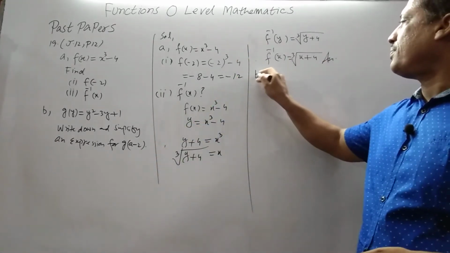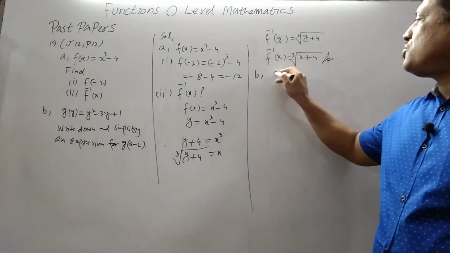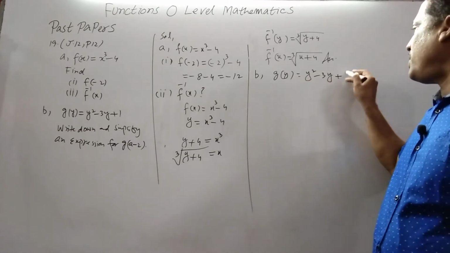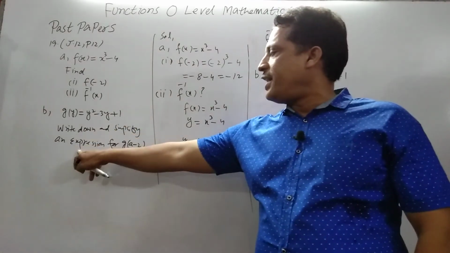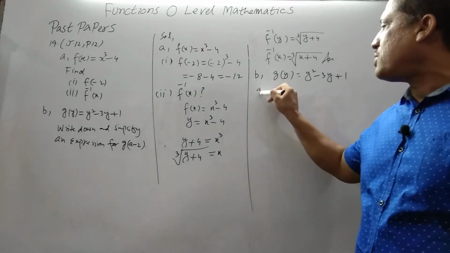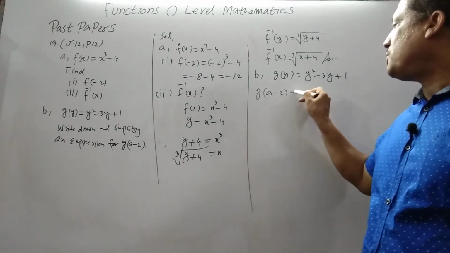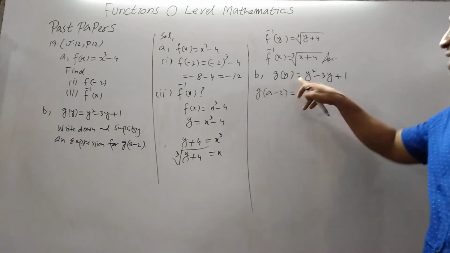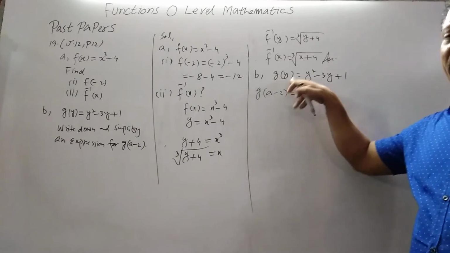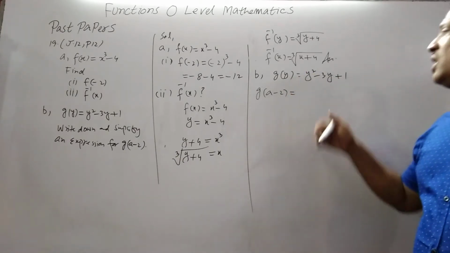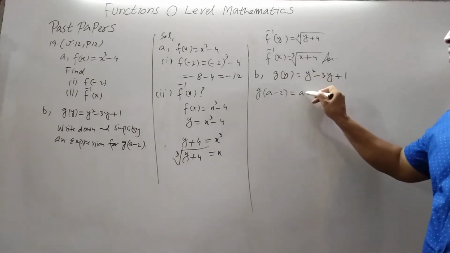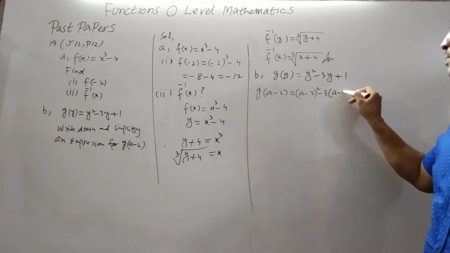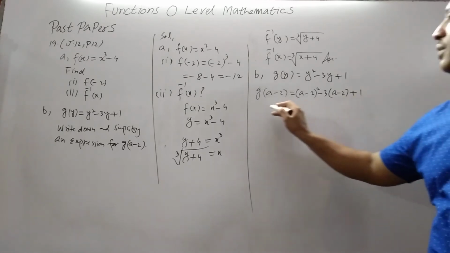Come to part B of the question. Part B is g(y) equals y squared minus 3y plus 1. Write down and simplify an expression for g of a minus 2. It's very easy, students. g of a minus 2 means we have to put a minus 2 where we see y in the question, because in this case the question is in the form of y. So y squared means (a minus 2) squared, minus 3 into y, what is y? a minus 2, plus 1.